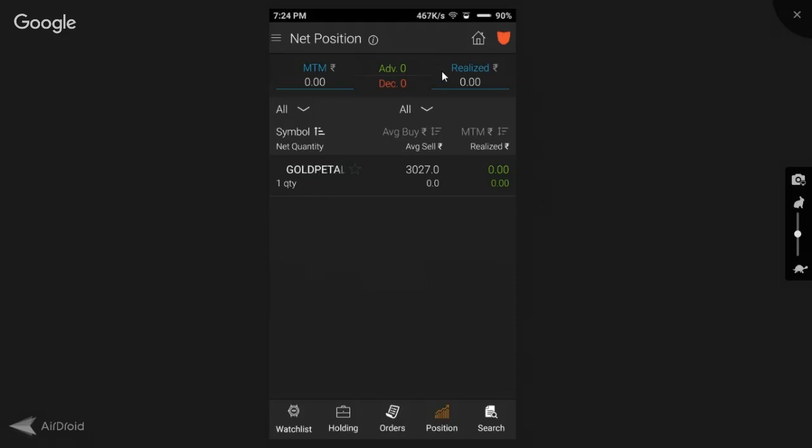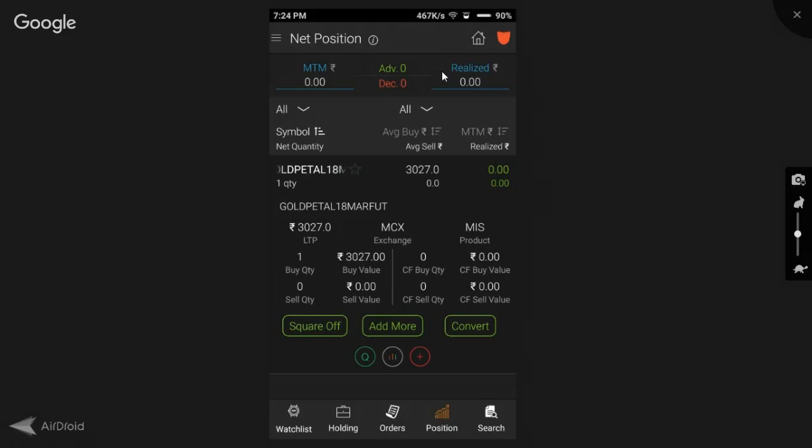All right, so when I click over here on the position, I get three options: square off, add more, and convert. So square off basically means if I want to sell this position immediately. Okay, add more basically means if I want to buy more lots. Okay, and convert basically means if I want to take this position from whatever it is right now, which is intraday, and I want to convert it into an overnight position.